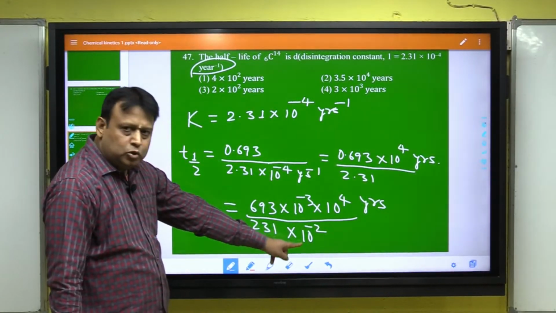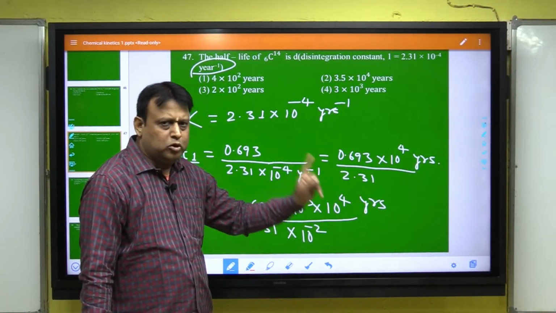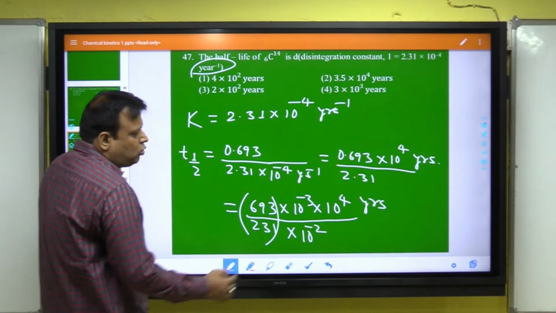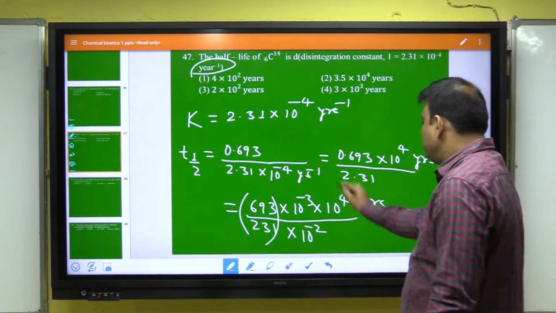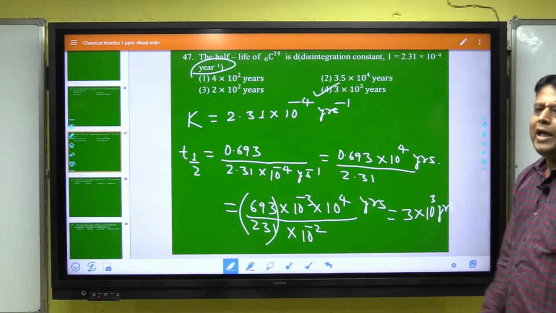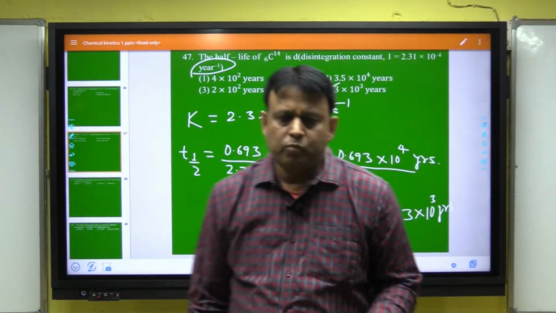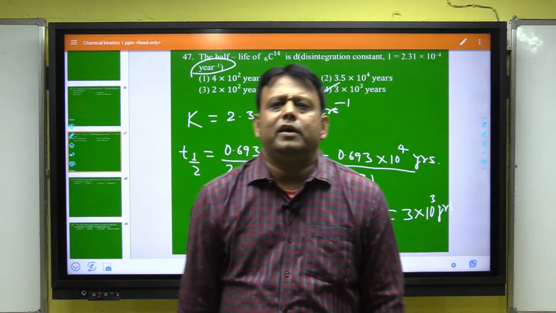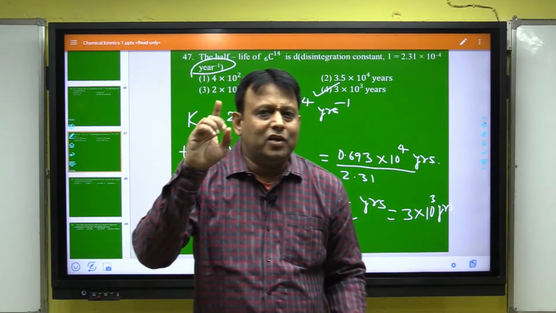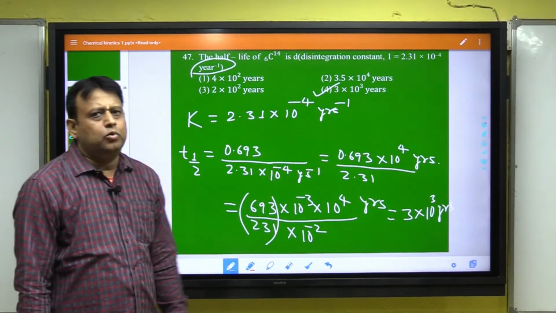Now look, after canceling -2 and -3, -1 remains, and here there is 4, so -1 plus 4, power 3 remains. And here approximately, or rather this is accurate, when it cancels it becomes 3. So it will be 3 × 10 to the power 3 years. And option number 4 clearly has 3 × 10 to the power 3. About 47, always keep in mind radioactivity is an example of first order kinetics, and hence the half-life is 3 × 10 to the power 3.